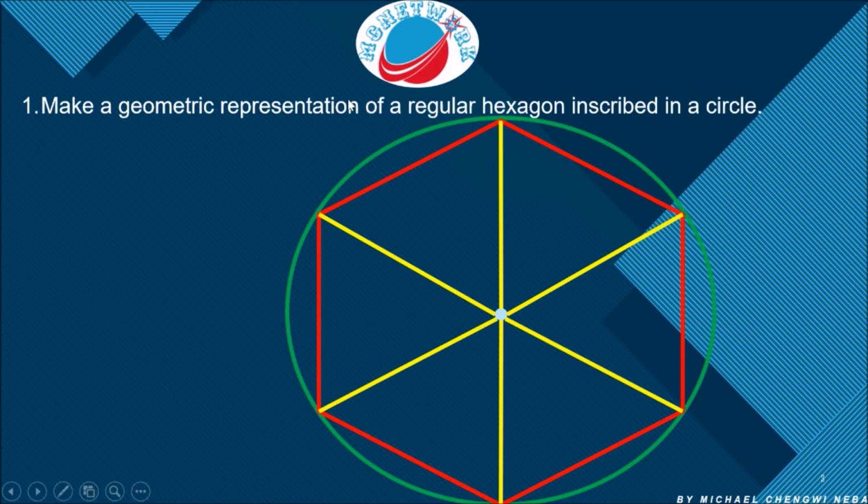And what do you notice? All the edges of the regular hexagon lie on the circumference of the circle. So this simply means that from the center to one of the edges of this regular hexagon represents the radius of the circle. So this actually gives me one constant, which is the radius of the circle. So I am done, I'm okay with that.